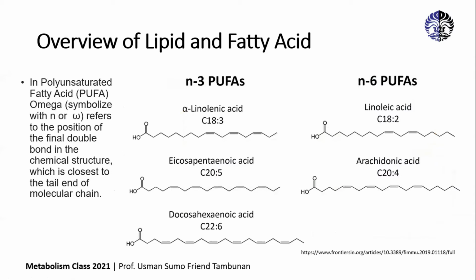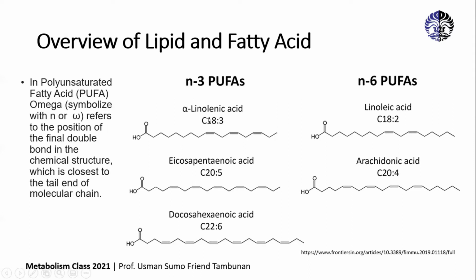In polyunsaturated fatty acid, or in short PUFA, we know something called omega, symbolized with n or ω. It refers to the position of the final double bond in the chemical structure, which is closest to the tail end of the molecular chain. As we can see in the pictures, there are two types of fatty acid, N3 PUFA and N6 PUFA. The simplest molecule of N3 PUFA is α-linolenic acid, or C18:3.